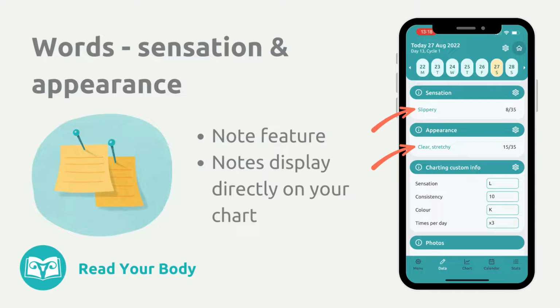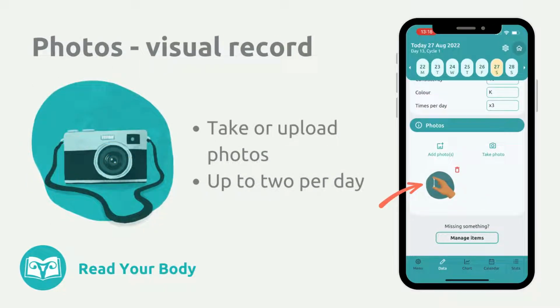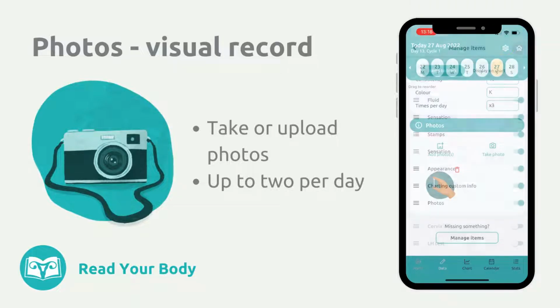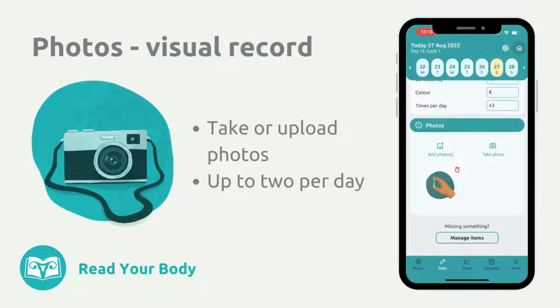Meanwhile, you can also record words describing the sensation and appearance of your cervical fluid to display directly on your chart. Do this using the note feature. You can rename each note as you like. For a visual record of your cervical fluid patterns, enable the photo option in your data settings. You can take or upload up to 2 photos each day, allowing you to easily see changes over time.